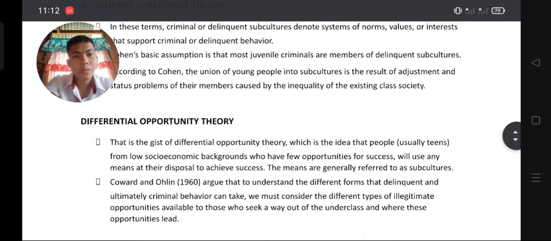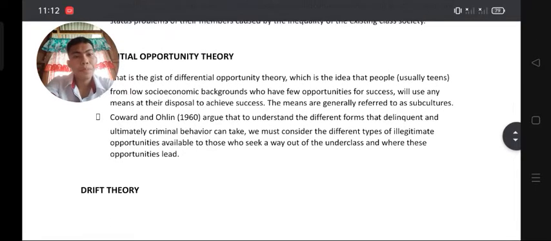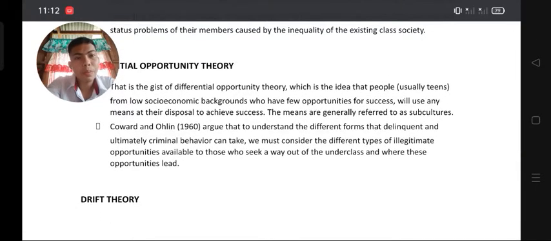The next is differential opportunity theory. That is the gist of the differential opportunity theory, which is the idea that people who usually tend from a low socioeconomic background and have few opportunities for success will use any means at their disposal to achieve success. The means are generally referred to as a subculture.